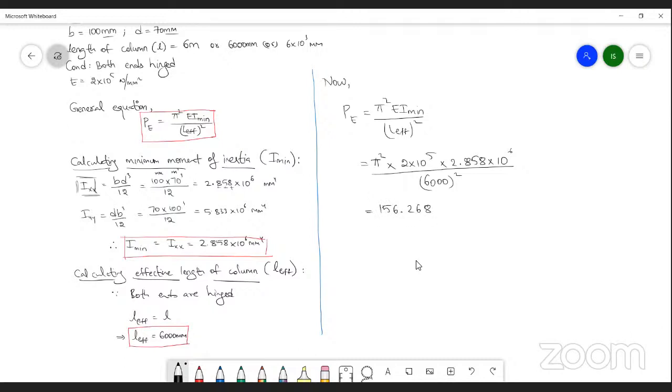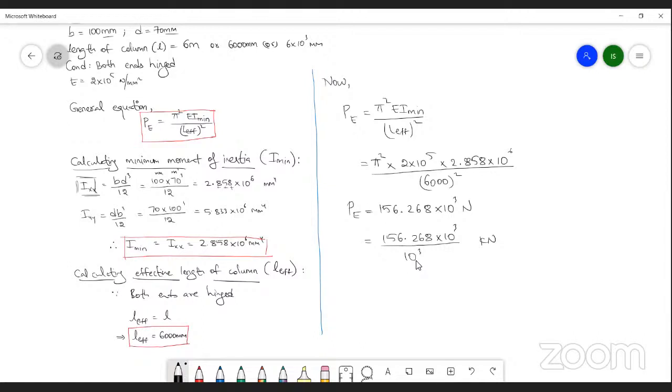156.268 into 10 power 3 newtons. Okay, we can convert this newtons into kilonewtons. Let's do that. How can we do that? We can simply do that by dividing it with 10 power 3. Why are we dividing it with 10 power 3? Because 1 kilonewton is equal to 10 power 3 newtons. So we are dividing this because we are converting a smaller unit into a bigger unit. So in that case, you will have to divide it.